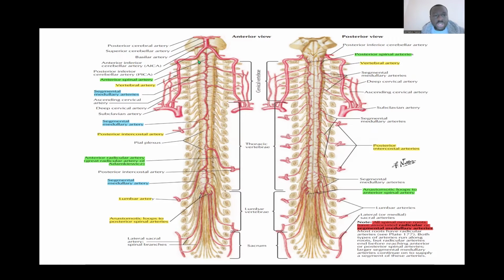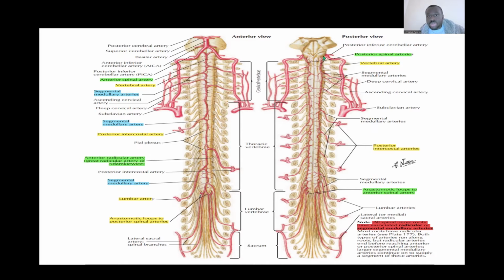And we can see also that the anterior spinal artery originates from the right and left vertebral arteries, as we can see there. Okay, on the posterior surface, we can see we have two posterior spinal arteries. We've got a right posterior spinal artery, and we've got a left posterior spinal artery. On the anterior side, we have just one spinal artery, which is the anterior spinal artery. Posteriorly, we have the right and the left.